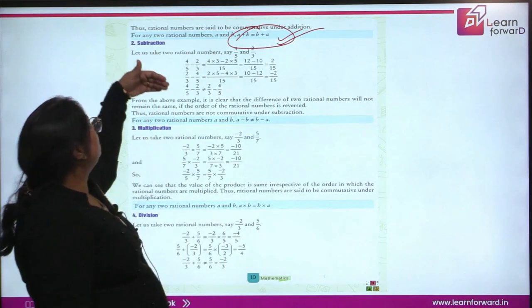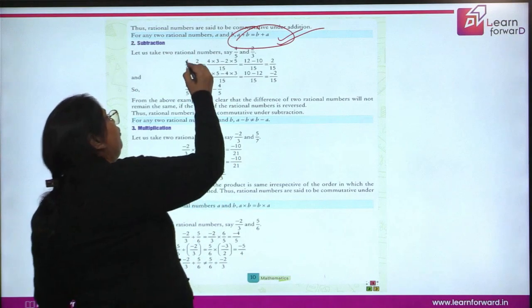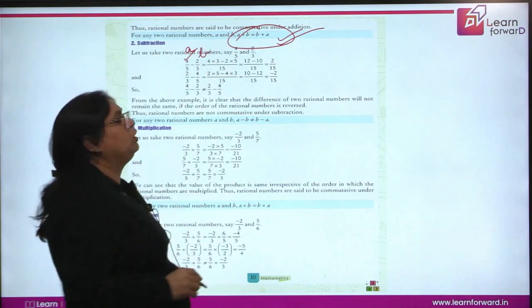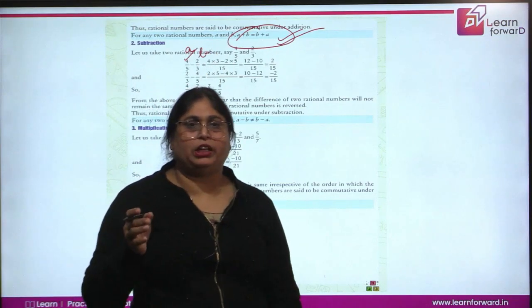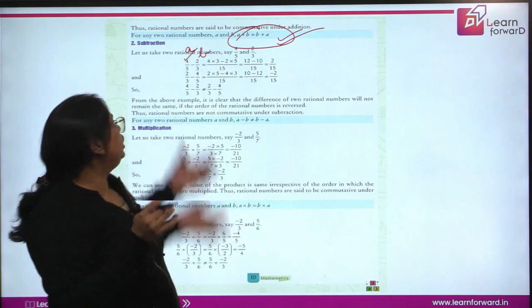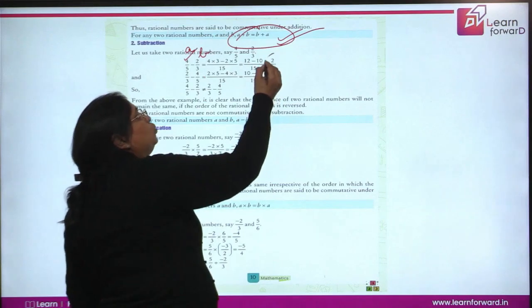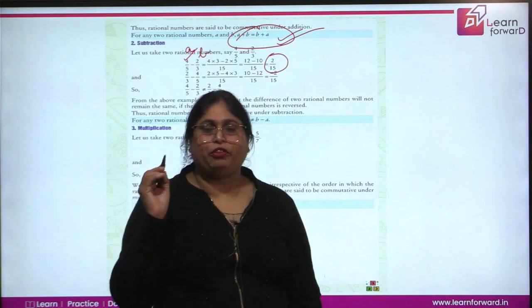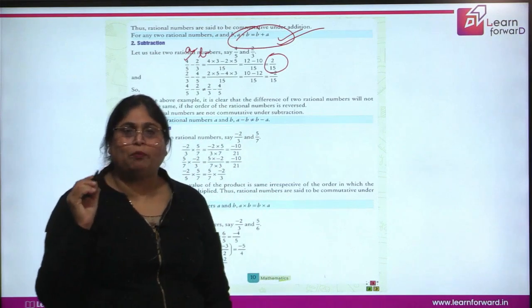Next, we are taking the subtraction of two rational numbers. We are taking A as 4 upon 5 and B as 2 upon 3. These are the two rational numbers we are taking. On subtracting these two rational numbers, the answer is 2 upon 15. A minus B is 2 upon 15.